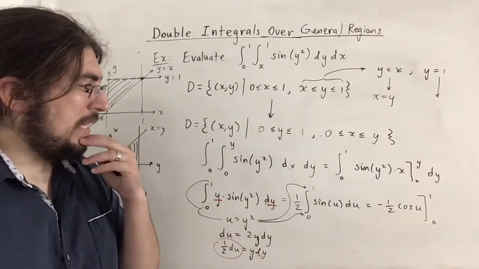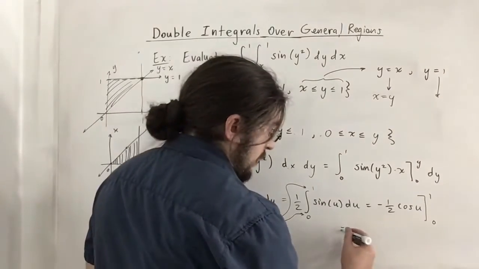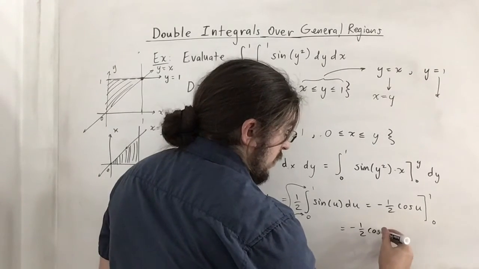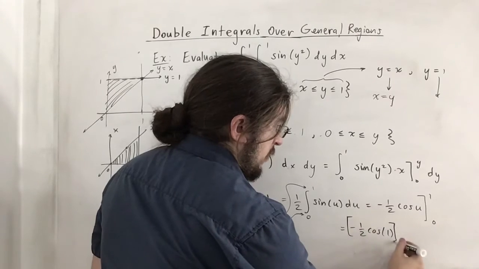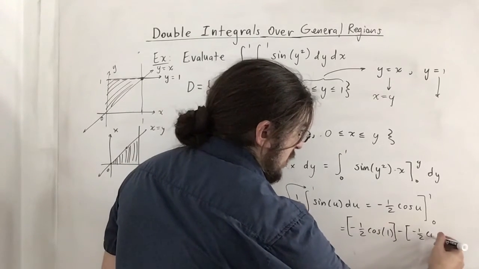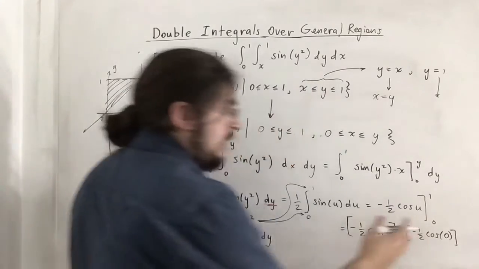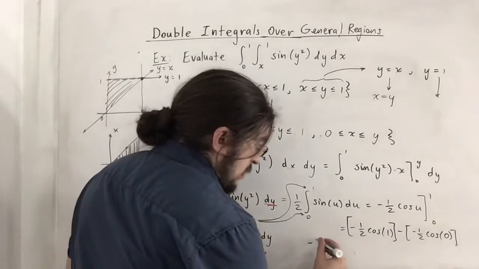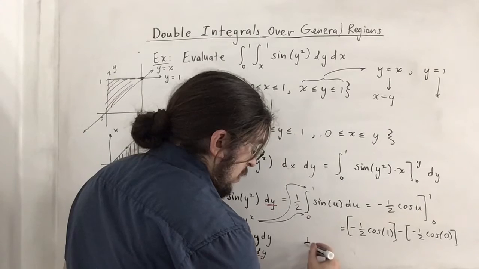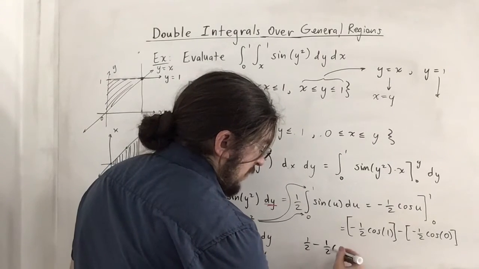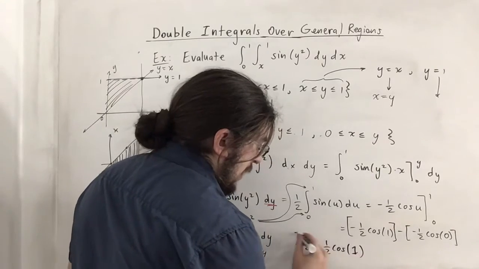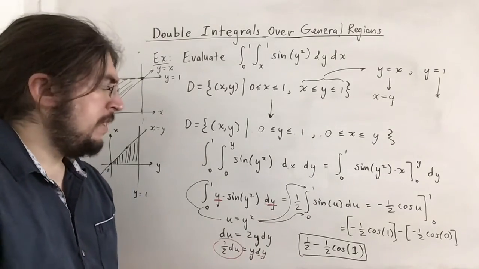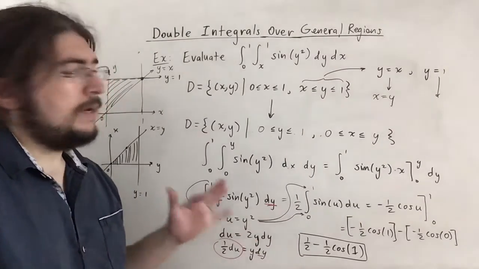When you plug in 1 and 0, it's kind of funny, but you end up getting negative 1/2 cosine of 1 for the first evaluation minus negative 1/2 cosine of 0 for the second evaluation. Now cosine of 0 is just 1, so this is really double negative 1/2, which is positive 1/2. So we write it like this: 1/2 minus 1/2 cosine of 1. If you want to approximate this, you can. Cosine of 1 is kind of a weird number because we're taking cosine of 1 radian basically, but I'll allow you to approximate on your own afterwards. But yeah, that's all I wanted to say there.